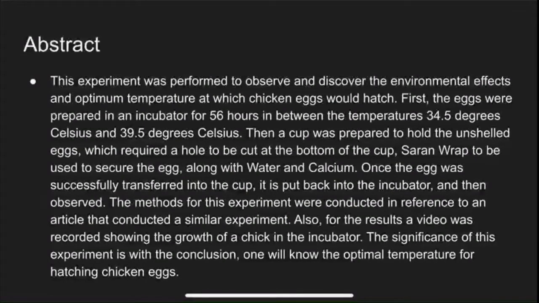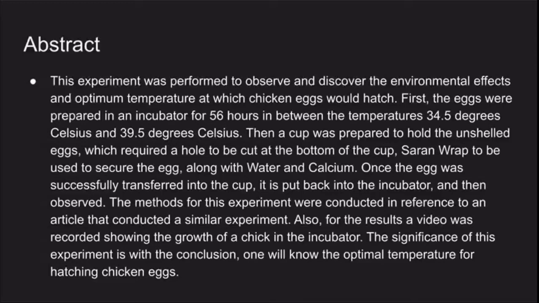Abstract. This experiment was performed to observe and discover the environmental effects and optimum temperature at which chicken eggs would hatch. First, the eggs were prepared in an incubator for 56 hours in between the temperatures 34.5 degrees Celsius and 39.5 degrees Celsius. Then a cup was prepared to hold the unshelled eggs, which required a hole to be cut at the bottom of the cup.